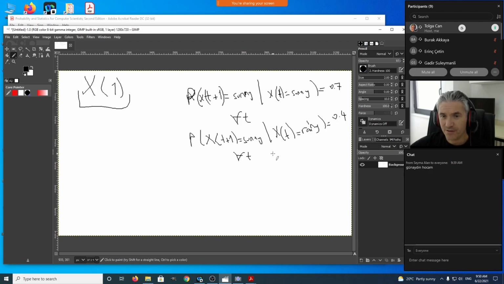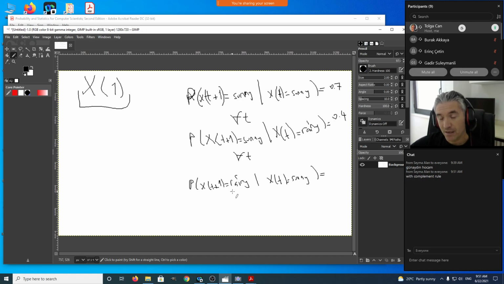Let me ask you, what about the other transitions? What about if today is sunny, what is the probability that t plus 1 is going to be rainy? It's not given in the question. How are we going to find those? So specifically, what is X_{t+1} equal to rainy, given that X_t is equal to sunny? Exactly. We are going to use the complement rule, because this has only two states, a variable can be exhausted by using the complement rule. If it's not sunny, it's going to be rainy. So the probability that it's not going to be sunny is going to be 0.3. So given that it's sunny, the probability that it's going to be rainy is 0.3.